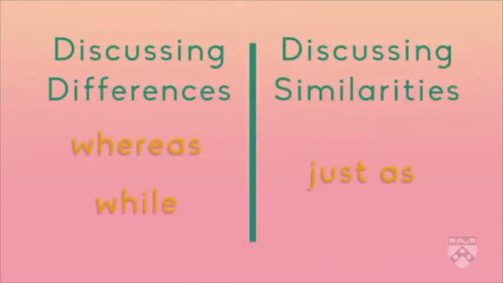Common subordinating conjunctions used for discussing differences are whereas and while. A common subordinating conjunction used for discussing a similarity is just as.